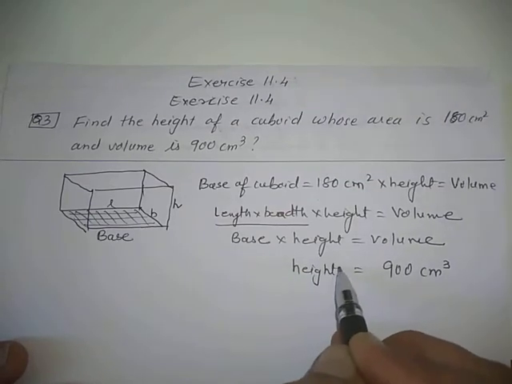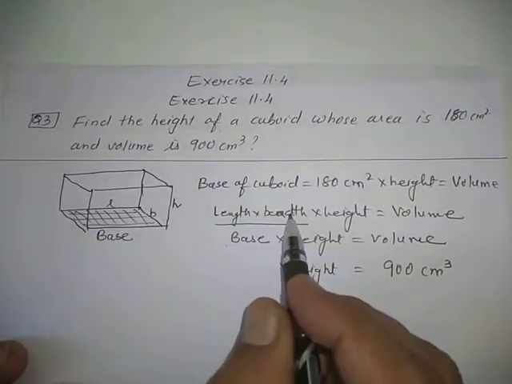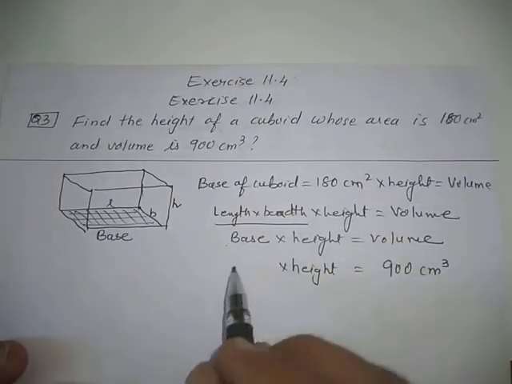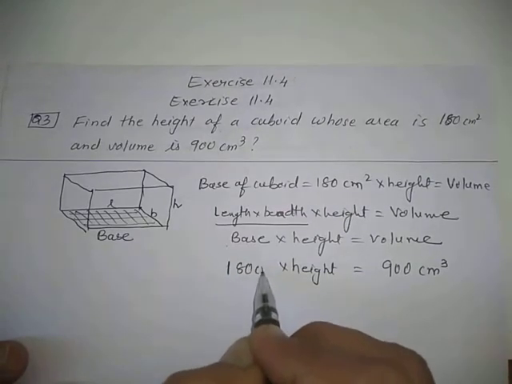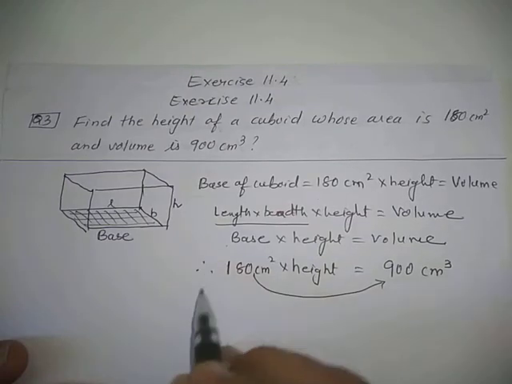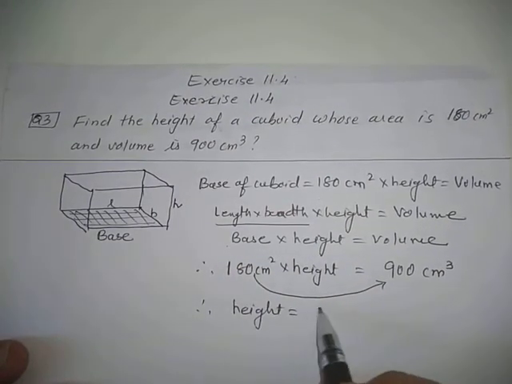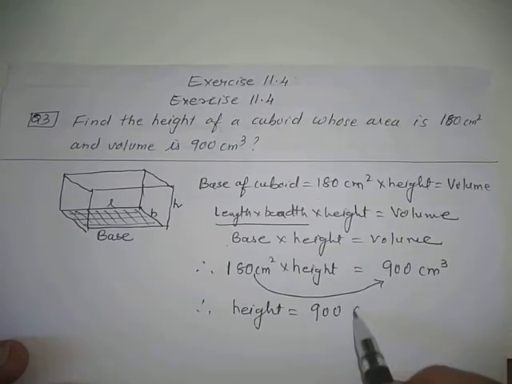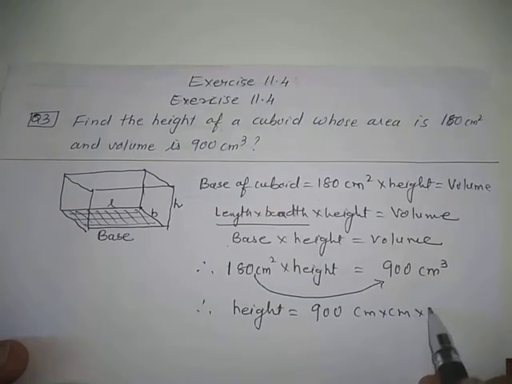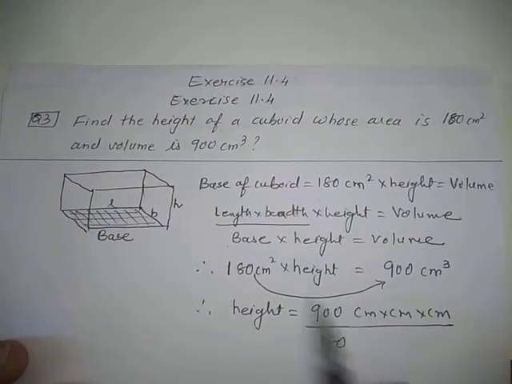Height they have not given, so we suppose we need to find the height. Base means length and breadth are not given separately but together. It is 180 centimeter square. So first step, bring it to the other side of the equal to. Therefore height is equal to 900 centimeter cube divided by 180.